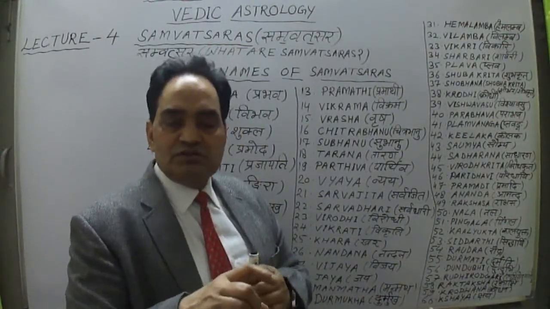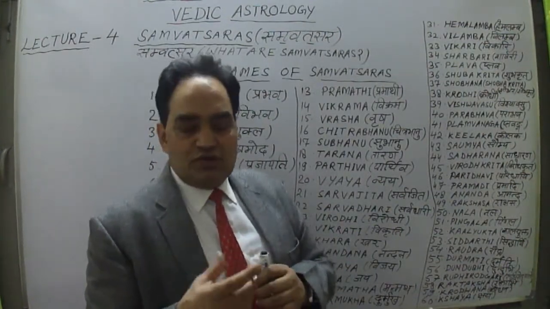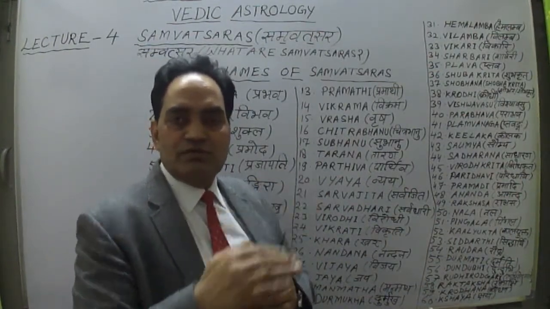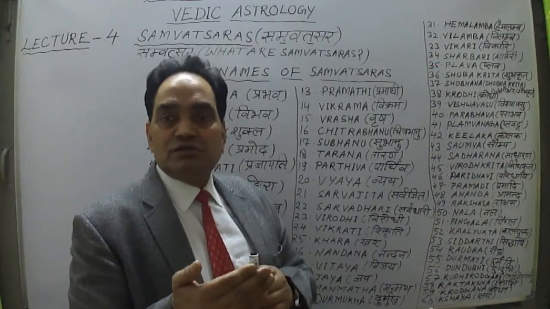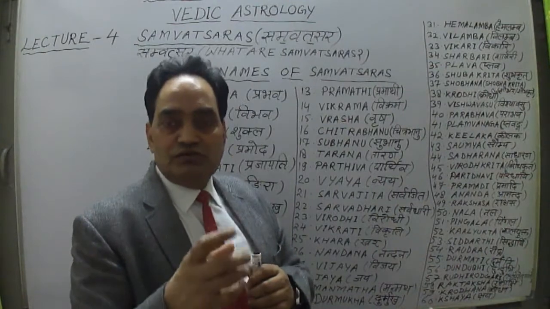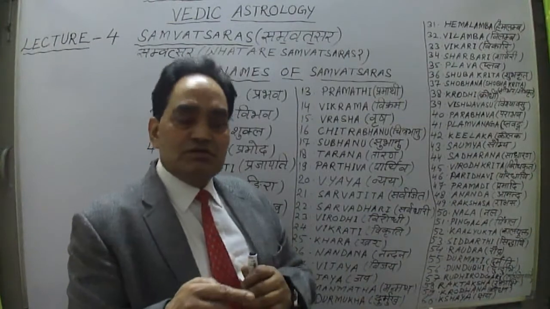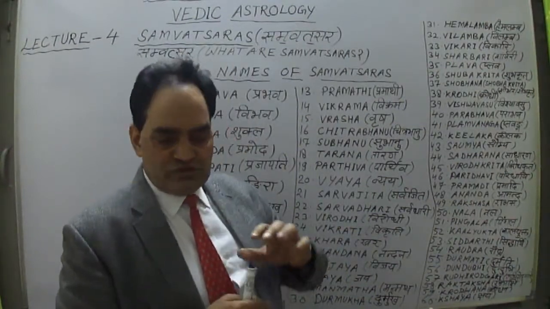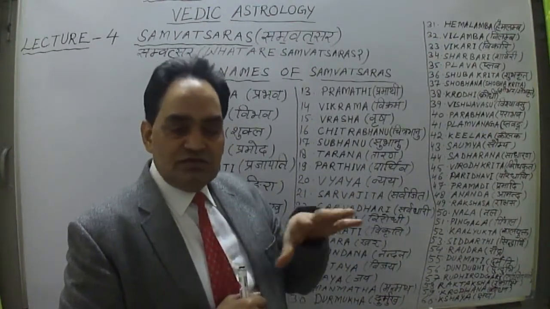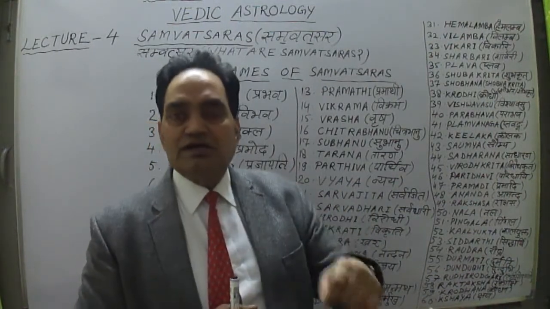In one sign, Saturn remains for 2.5 years, and then 2.5 years, 2.5 years in each sign. In this way, to cover 12 signs, 12 times 2.5 is 24 plus 6, that means 30 years. So in 30 years, Saturn covers the whole zodiac, and every 30 years, Saturn comes again to the next sign.